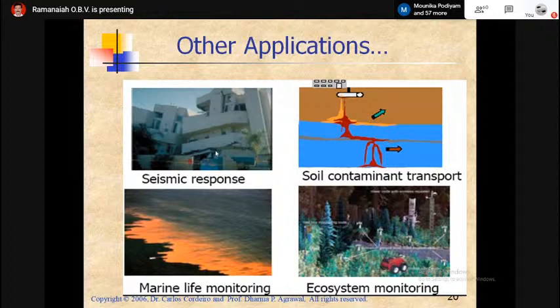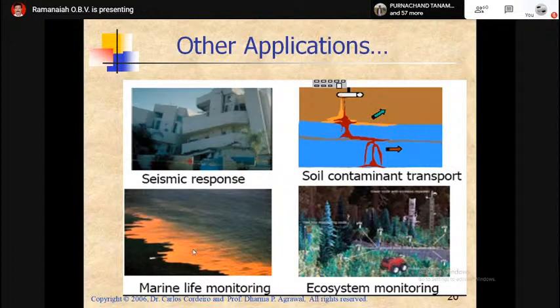And you can see in the next thing, I think you are following. So this one you can see, this is the sea coast, so you can also use it for monitoring the marine life, right? The quality of water, or salinity of the water, right? Pollution levels of water, you can measure continuously and take appropriate measures. And ecosystem monitoring, so this is another application.